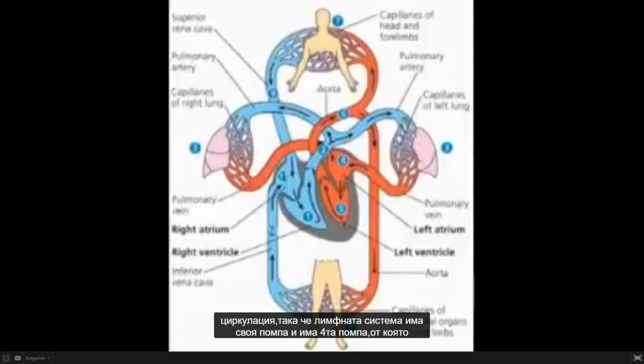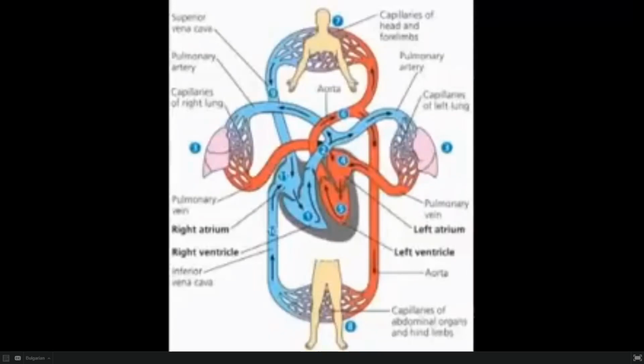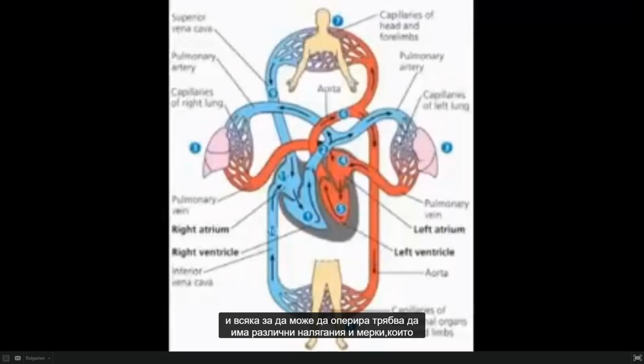And there has been a fourth pump, which you see the effect of in the immune system. So our immune system had its own separate part, and each one, to be able to operate, had to have different pressures and different measures that would not interfere with the others. So you couldn't pull in the red blood cells into, let's say, for example, the lymph system.